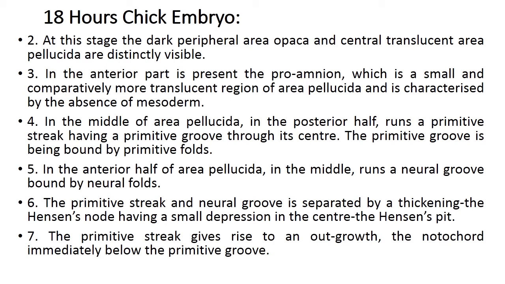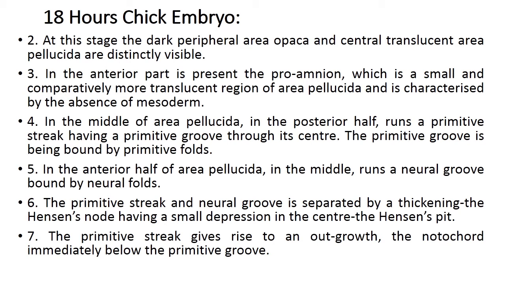Chick embryo. At this stage, the dark peripheral area opaca and the central translucent area pellucida are distinctly visible. In the anterior part is the pro-amnion, a small and comparatively more translucent region of the area pellucida, characterized by the absence of mesoderm. There in the pro-amnion you don't have mesoderm cells. In the middle of the area pellucida, in the posterior half, runs a primitive streak having a primitive groove through its center. In the anterior half, in the middle, runs a neural groove bound by the neural fold.